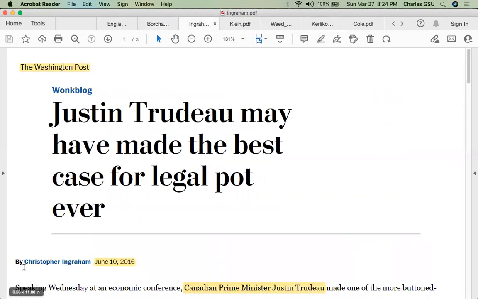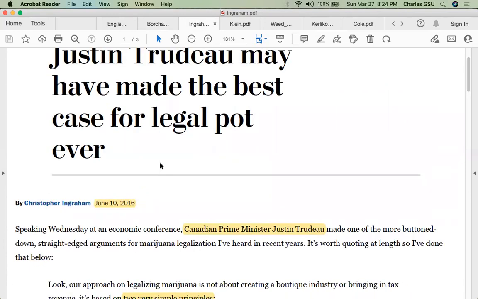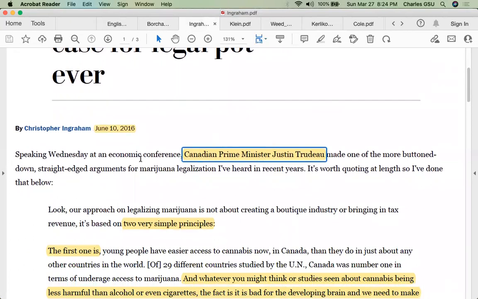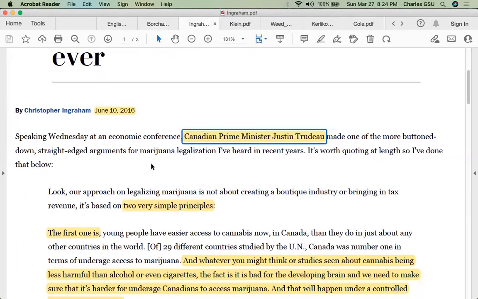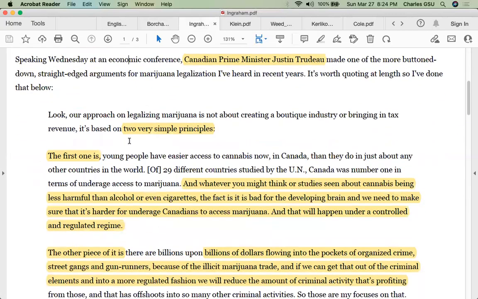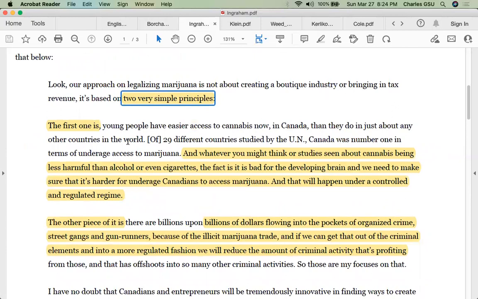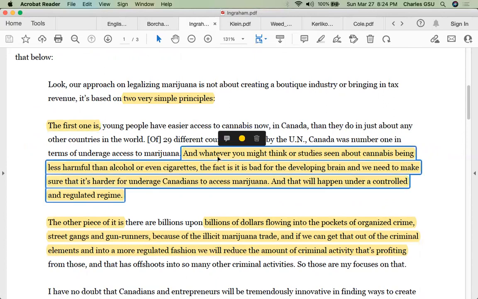There's Christopher Ingraham, 2016, again, a bit dated, but the reason I include this is because it discusses our Canadian counterparts across the border to the north. So remember that Prime Minister Justin Trudeau was and remains the Prime Minister of Canada. And he lays out a couple of principles and ideas of why they are going to and have legalized recreational marijuana. He says the first one is, whatever you might think or the studies seen about cannabis being less harmful than alcohol or even cigarettes, the fact is it is bad for the developing brain, and we need to make sure that it's harder for underage Canadians to access marijuana. And that will happen under a controlled, regulated regime.